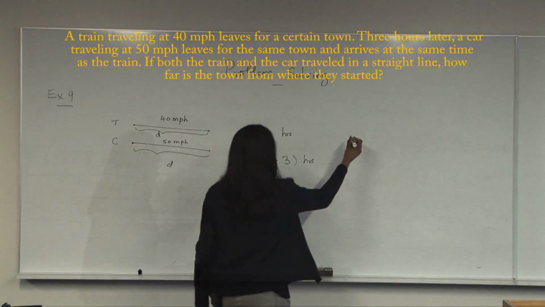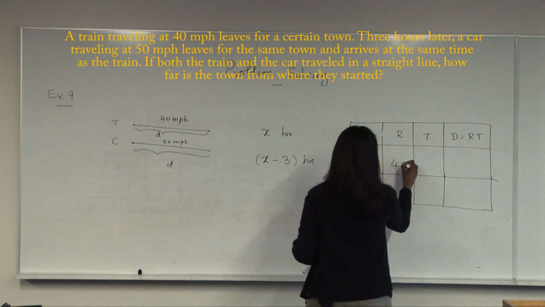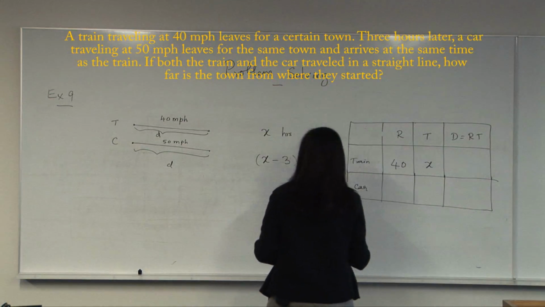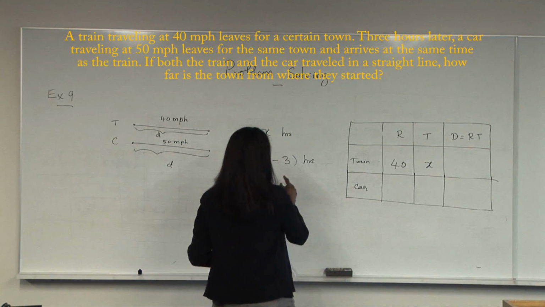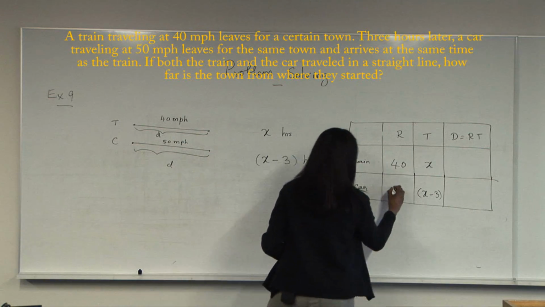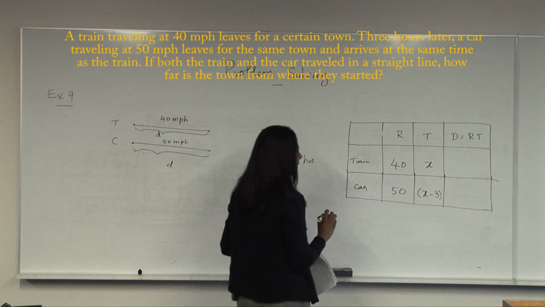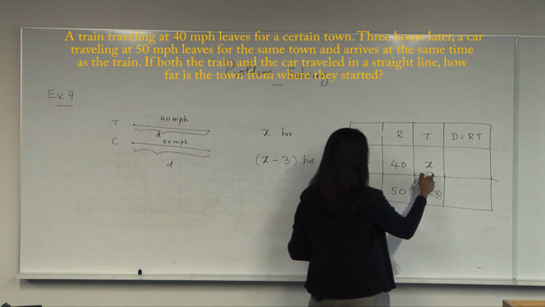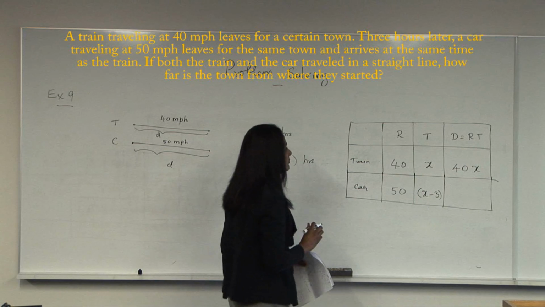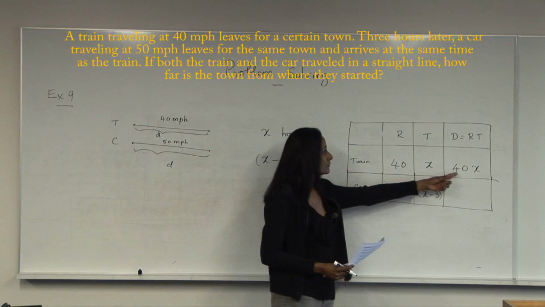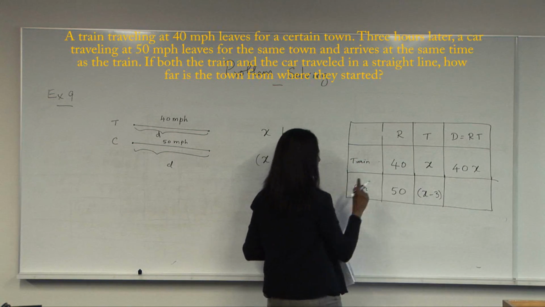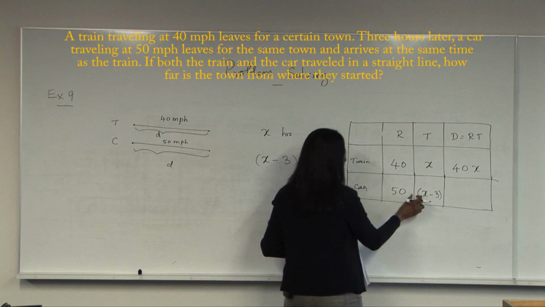So, here, what's the time? The time is x hours for the train. For the car, it is x minus 3 hours. And what's the speed? 50 miles per hour. What is the distance? Distance is rate times time. For the train, to reach that town, the distance is 40 times x, rate times time. For the car, rate times time.